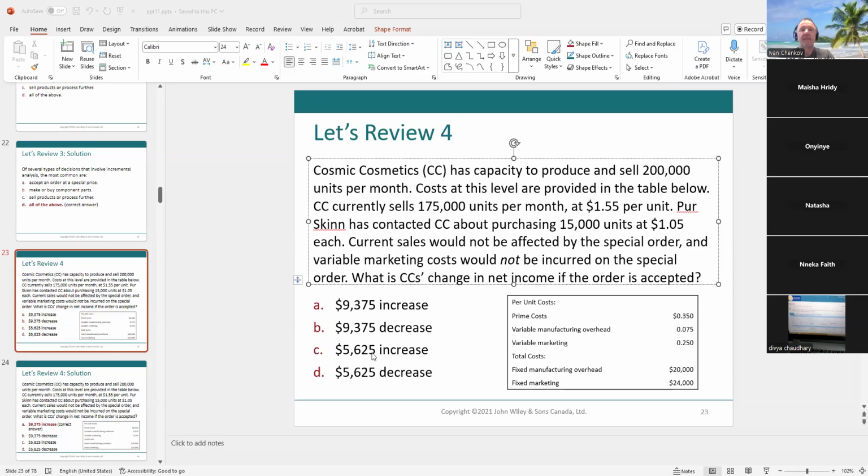It's increasing, it's going to increase, right? 9375. That's correct.